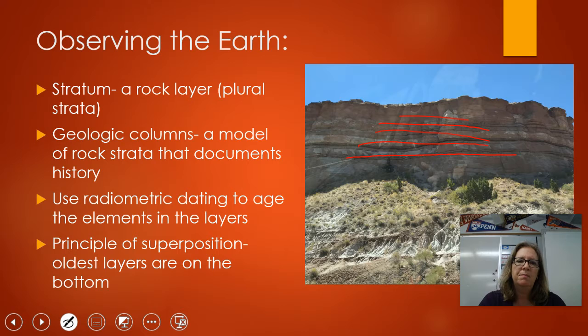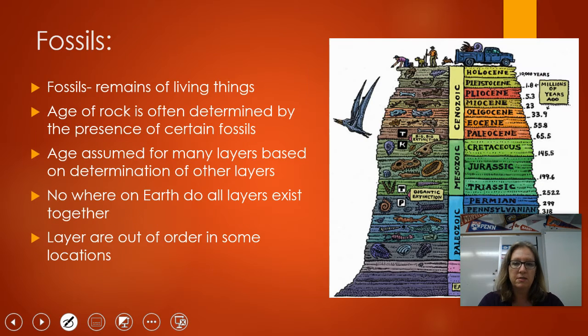They also rely on this principle of superposition, stating that the older layers are down on the bottom and the newer layers are up on the top. The thing is that they make a lot of assumptions. These secular scientists make a lot of assumptions in their dating process. They also rely on fossils to help date things. A fossil, first of all, is just the remains of living things. In order for something to be fossilized, though, it needed to have rapidly been buried, like in a giant flood. The age of the rock is also sometimes determined based on the age of the fossil.